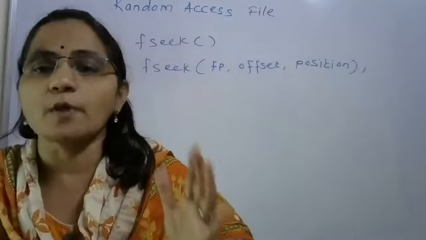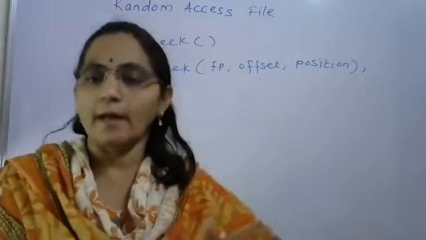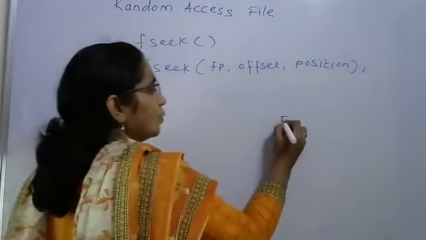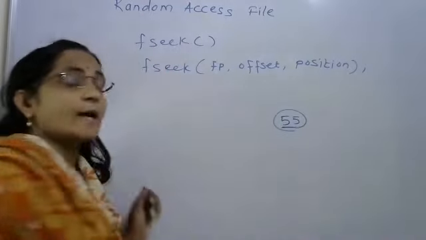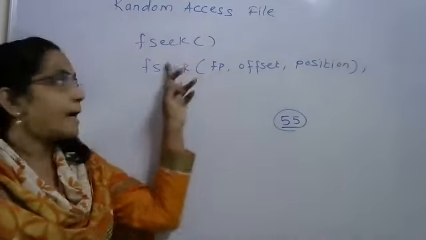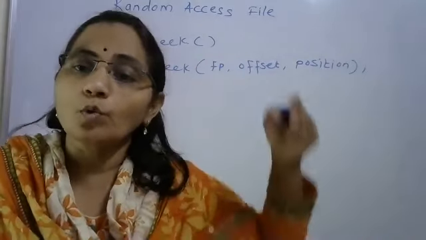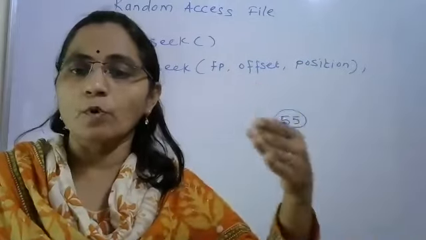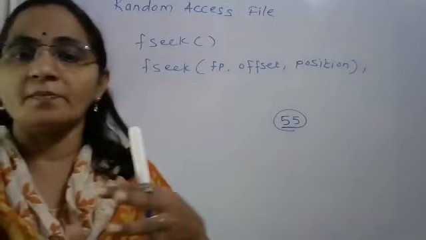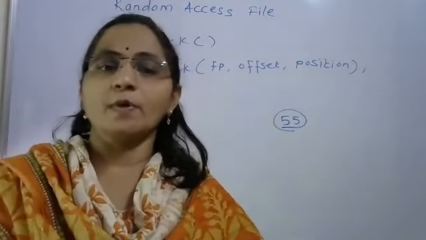First of all, understand the purpose of fseek. The fseek function moves the file pointer anywhere in the file. Suppose you have 100 records in your file and you want to move the file pointer to the 55th record. You can easily move your file pointer to the required record, the 55th record, by using the fseek function. That's why it is called a random access file. If it were a sequential file, you would have to go through all the 54 records first: first record, second, third, fourth, up to 54, and then 55. But as you are using a random access file here, you can directly jump to any record in your file. This is the purpose of fseek.